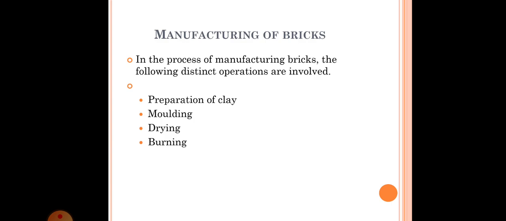Now coming to the process of manufacturing of the bricks, the manufacturing of brick usually involves the following operations. Firstly, the preparation of clay. Then the second step is the molding process. Then we have the drying process and the burning process. The first process is preparation of clay.